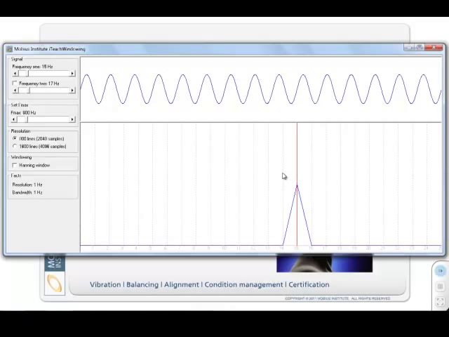Down here, I have the spectrum. Now, I'm using an 800 Hertz spectrum with 800 lines. So my bandwidth is 1 Hertz, I haven't got windowing turned on, and my resolution is 1 Hertz. And these are the different bins or lines in the spectrum: 1 Hertz, 2 Hertz, 3 Hertz, 14 Hertz, 15 Hertz, 16 Hertz, 17 Hertz.